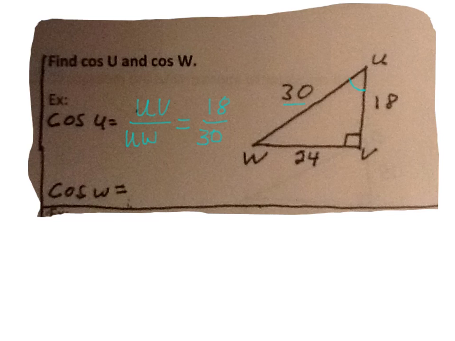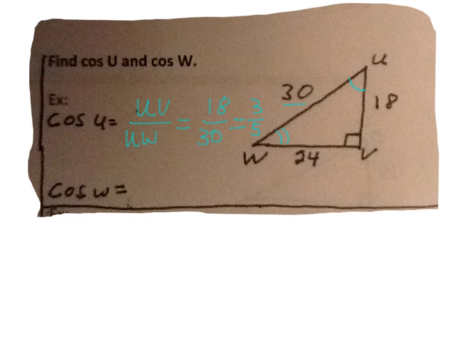I think you can take a 3, so 6 over 10. This is going to reduce down to 3/5, I believe. And that would be fine. You can change that to a decimal also. Either one is okay. Let's talk about cosine of W now.